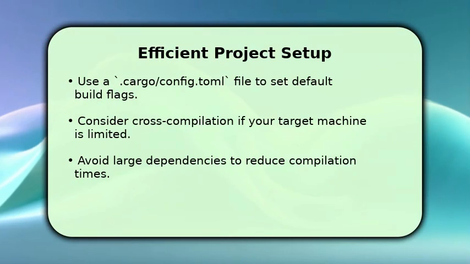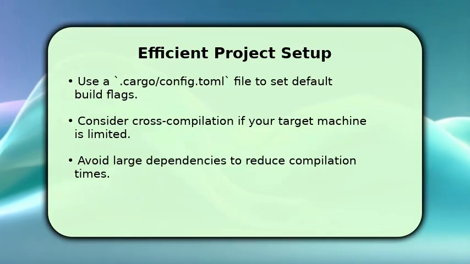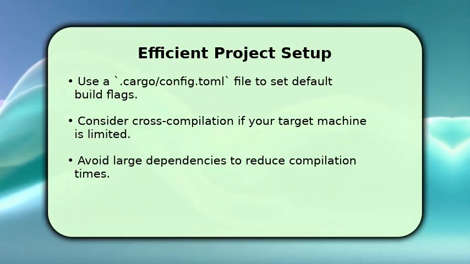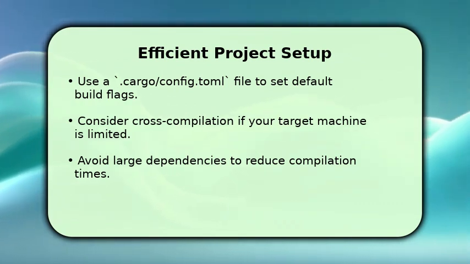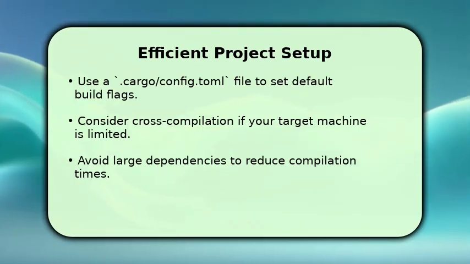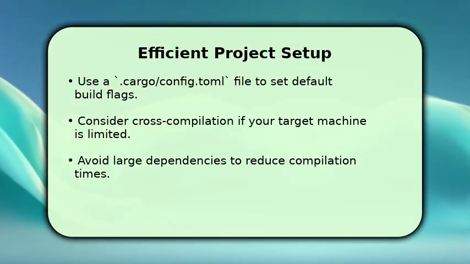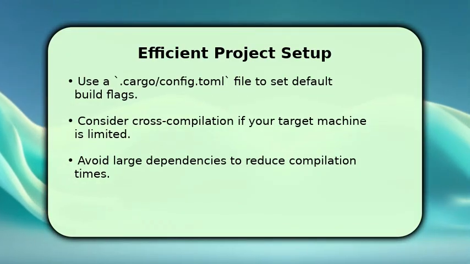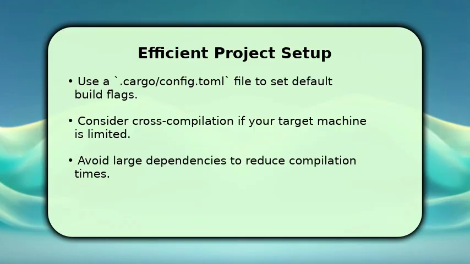When setting up your Rust projects, efficiency is key. Utilize a cargo/config.toml file to define default build flags, which can streamline your compilation process. If your target machine is extremely resource-constrained, consider cross-compilation on a more powerful system. Try to avoid incorporating overly large dependencies, as they significantly increase compilation times. Regularly clean your project with cargo clean to free up disk space.